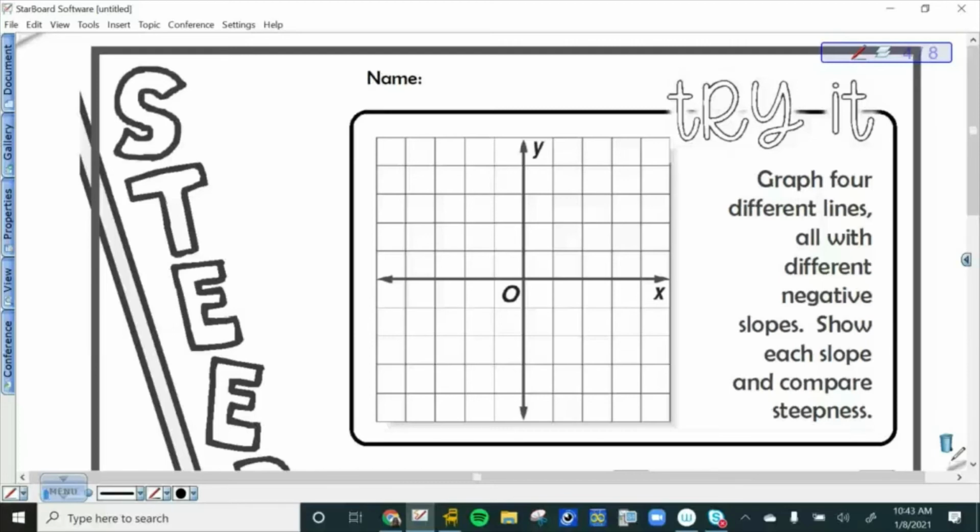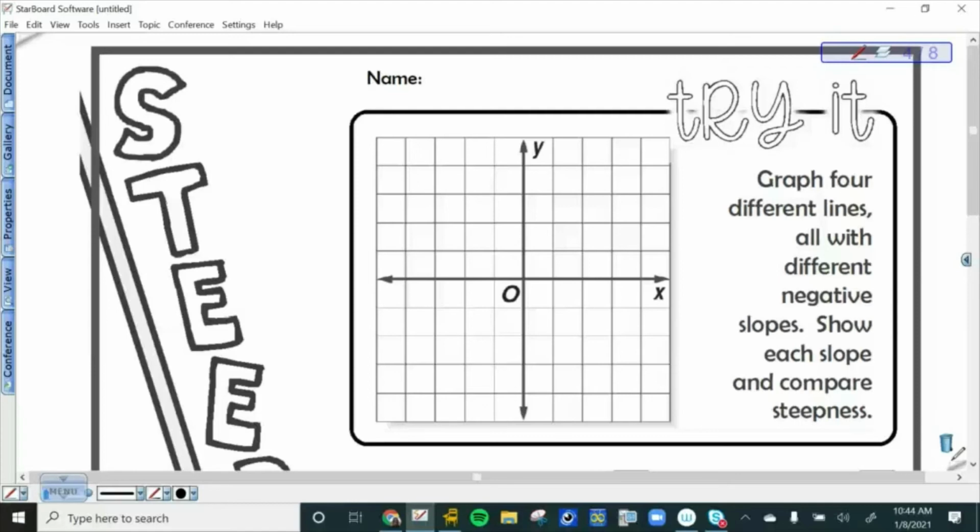So negative slopes. Negative is down from left to right, like when you're reading. So draw 4 different lines with negative slopes.